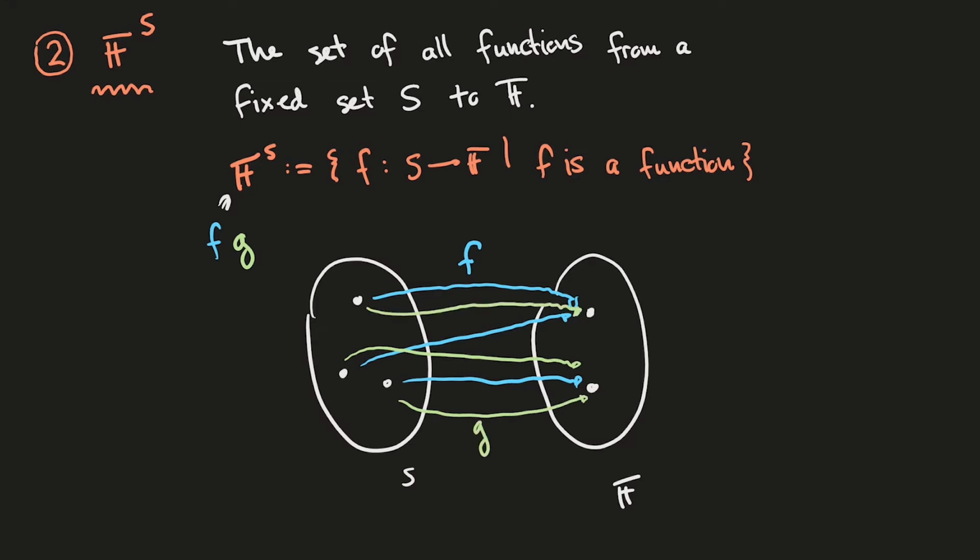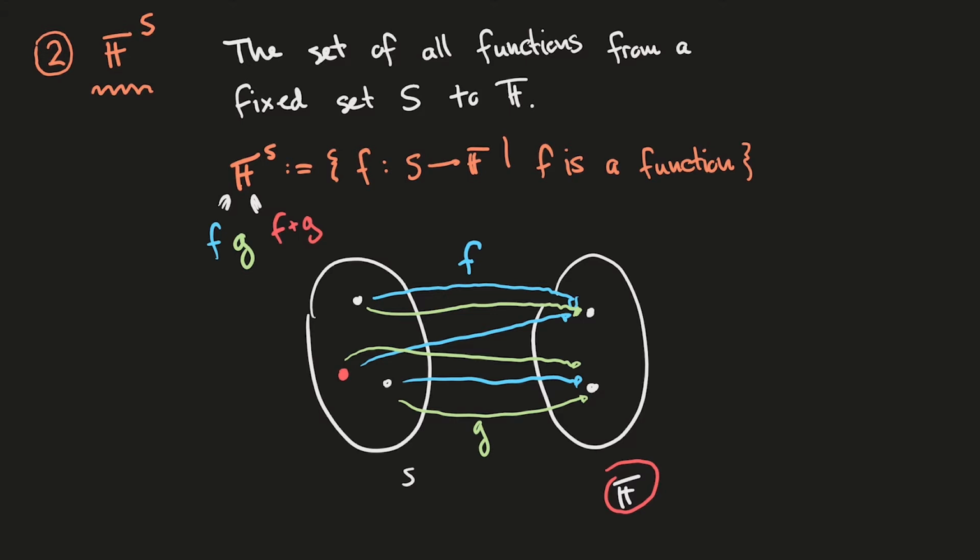Our job is now to find a way to add these objects f and g. And in order to do this, we'll exploit the fact that the set that they're mapping into, F, is a field, and in F we can add objects. Thus we want to construct an element f plus g, which also lives in F^S, so is a function from S to F, and we do this as follows. So because it's a function, we need to assign each element of S an element of F.